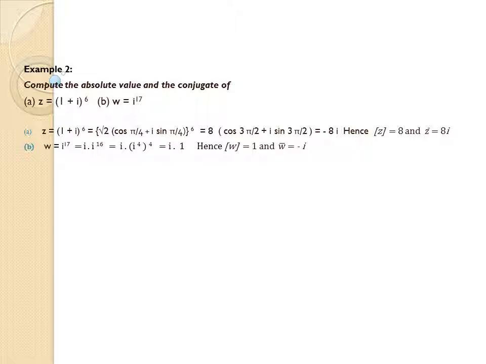Next one is omega equal to i to the power 17. i to the power 17 I can write as i into i to the power 16. i to the power 16 again I can write as i to the power 4 whole to the power 4. i to the power 4 I know is 1. So 1 to the power 4 equal to 1. So it means i. Hence modulus of omega equal to 1, because root over a square plus b square, and omega inverse, that is the conjugate of omega, that is minus i, because it is i.